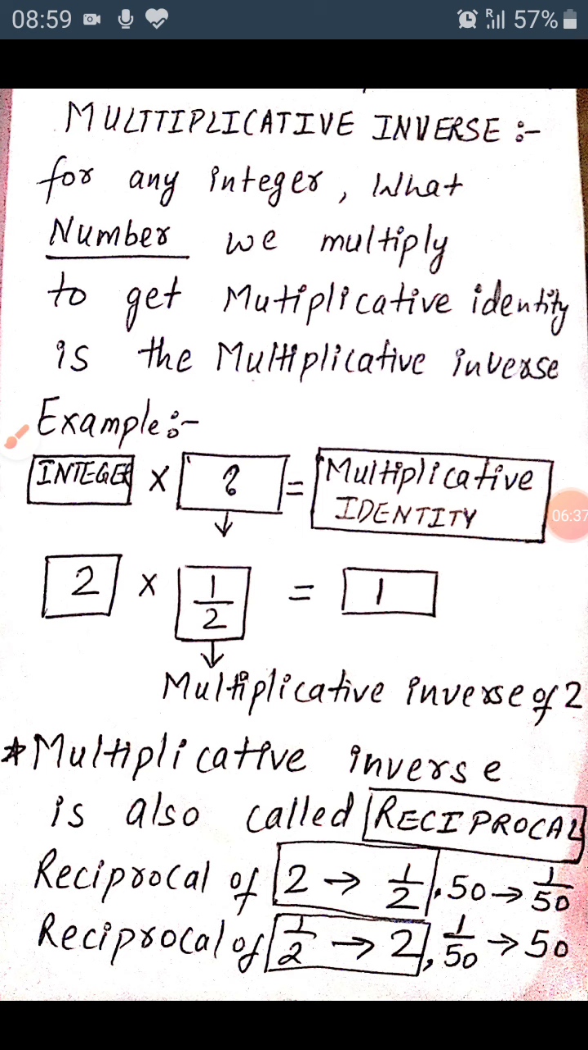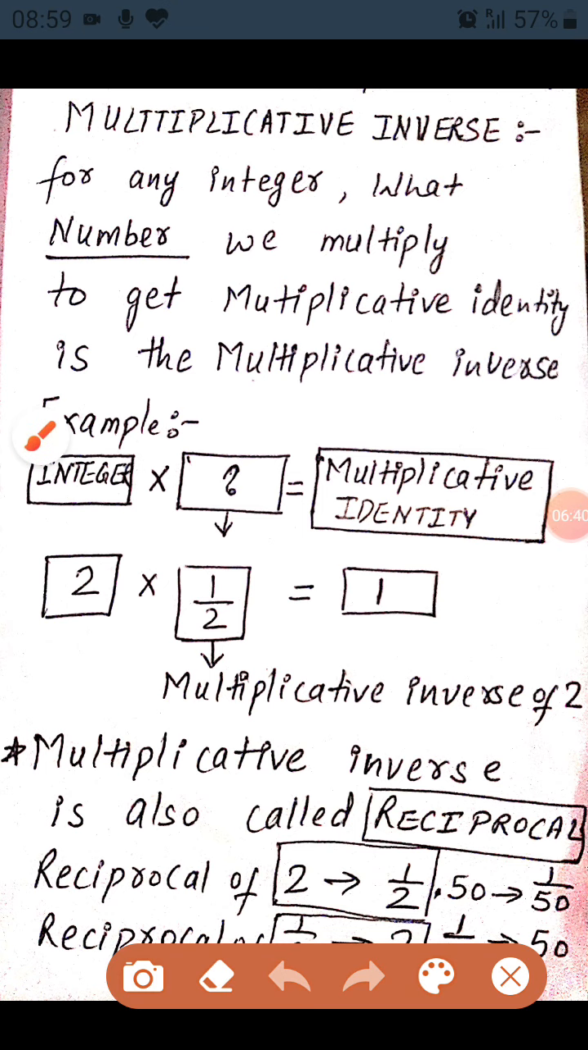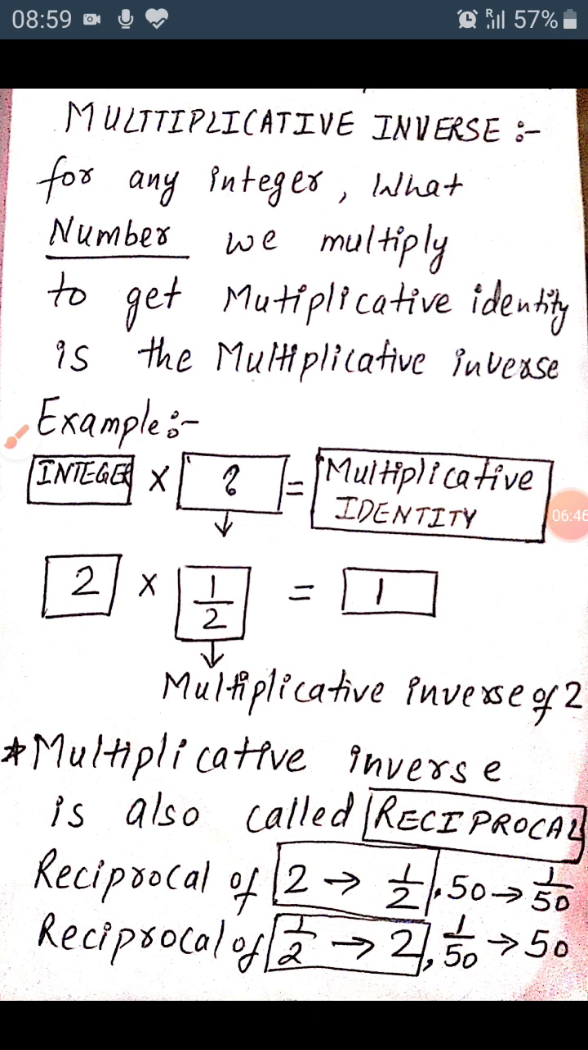Again, see, for example, the reciprocal of 50 is 1 by 50. The reciprocal of 1 by 2 is 2 and of 1 by 50 is 50. For the homework, I am giving you again: write 5 more examples of multiplicative identity and their multiplicative inverse. Thank you.